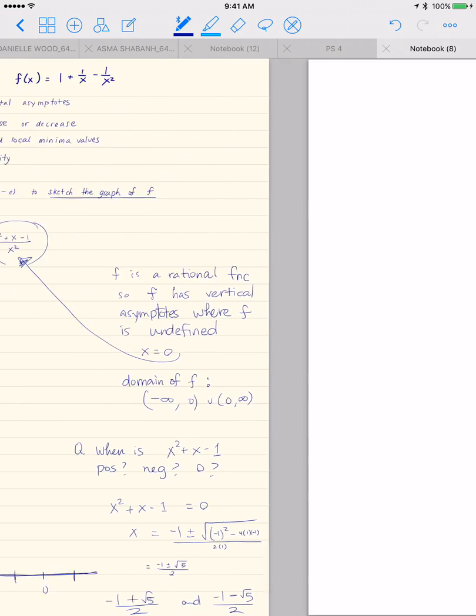Now I don't know if you remember how to graph parabolas, but here's our parabola. We're trying to graph x squared plus x minus 1, and we know that it's equal to 0 at negative 1 plus square root 5 over 2 and negative 1 minus square root 5 over 2. Now clearly this number is negative, less than 0, because I've got negative 1 minus root 5. So the numerator is less than 0, so this whole number is less than 0.